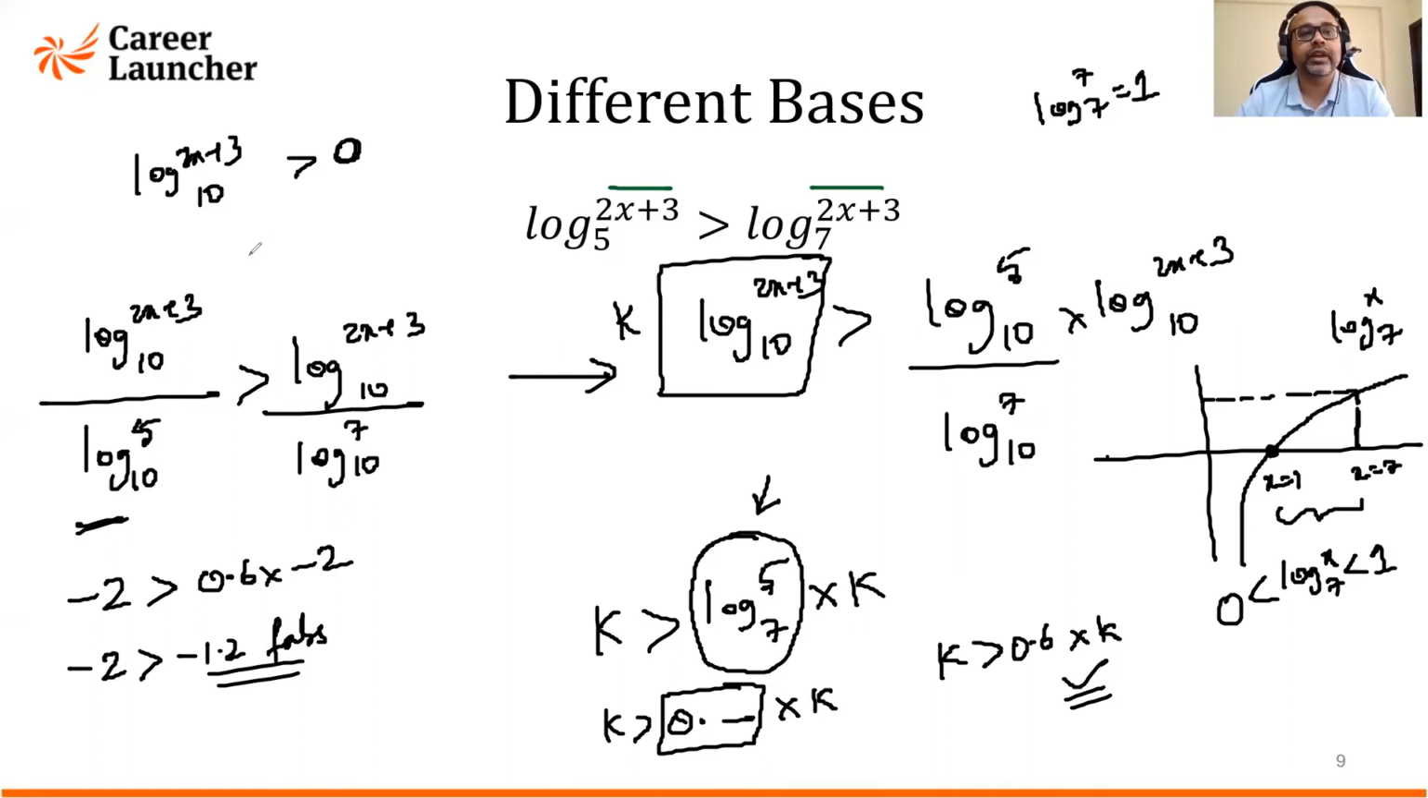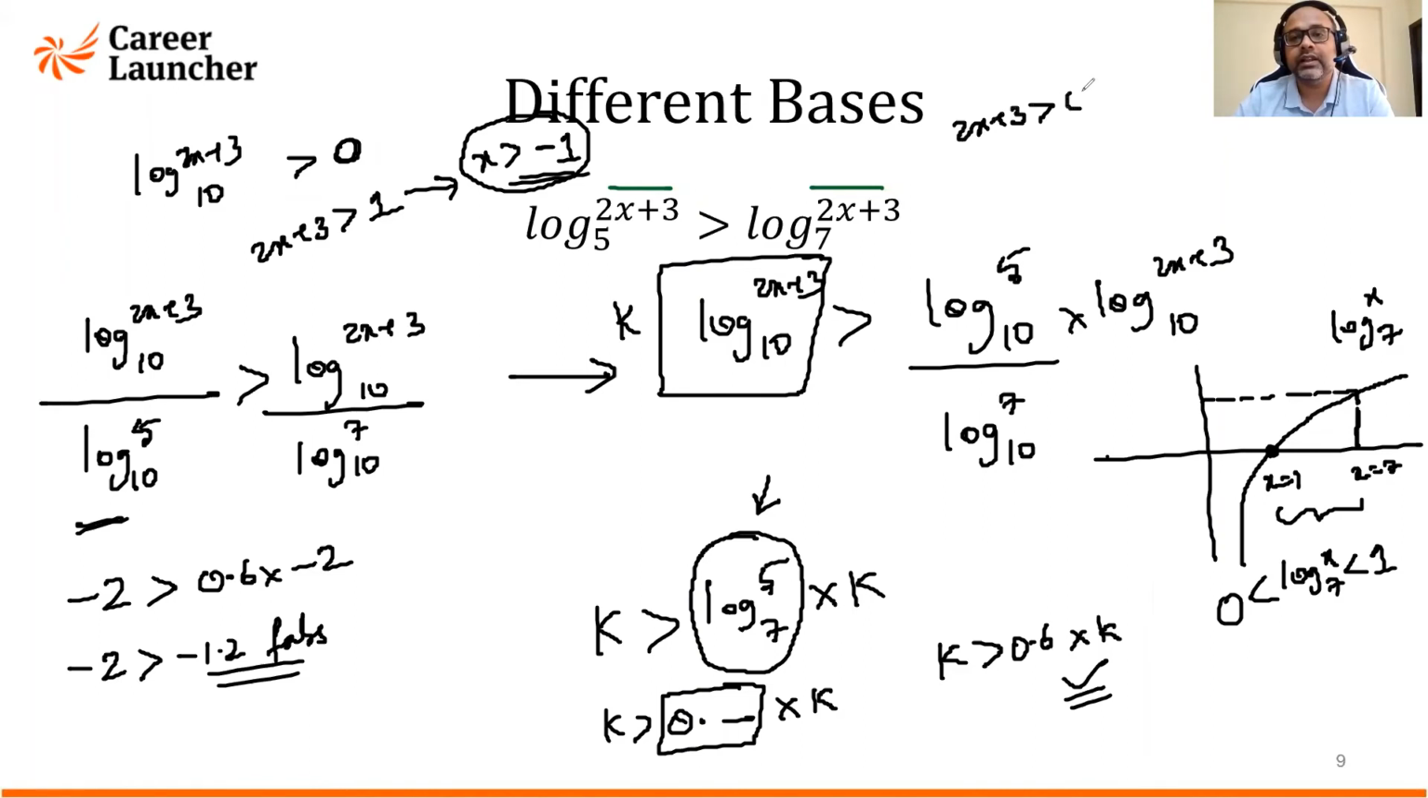which means your log (2x + 3) to the base 10 should be positive, should be greater than 0, or 2x plus 3 should be greater than 1, or this gives you x is greater than minus 1. X should be greater than minus 1, right? And then your job is not done. Please make sure that your logarithm is defined also. You're supposed to check the left hand side and right hand side. Because it is 2x plus 3, you have to make sure that 2x plus 3 is greater than 0, or x is greater than minus 3 by 2.